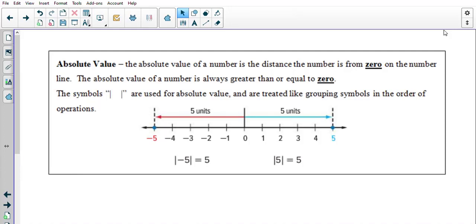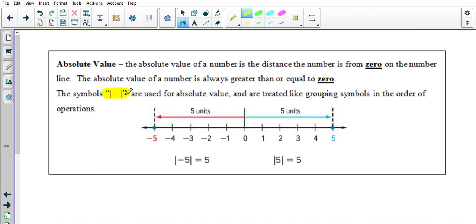So if I ask you for the absolute value of any number, it should be greater than or equal to 0. Now, it will be a little bit different if you do problems involving absolute value. You could still get a negative solution. We'll see a few of those. Or if you have a negative sign outside of the absolute value bars, you could get a negative solution for your final answer. The symbols, as given right here, I'll highlight these, are what we use for absolute value. They're these double bars. It kind of looks like the number 11 spaced out. Those double bars are used to represent absolute value, and they're treated like grouping symbols in the order of operations.